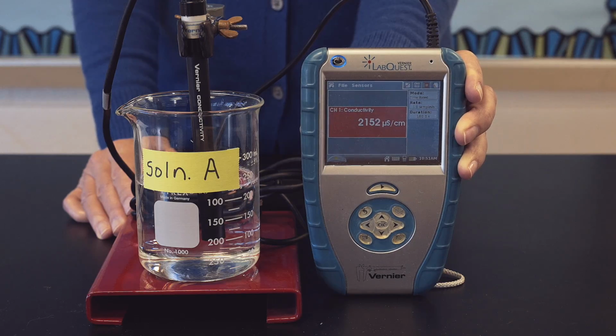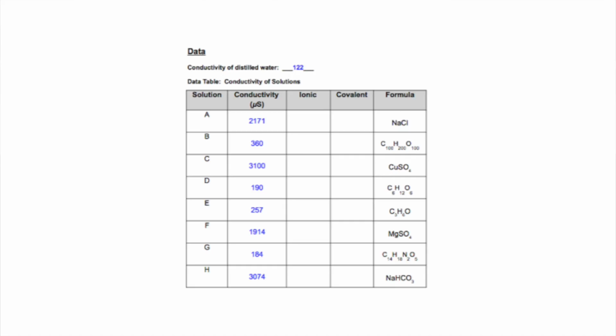This is a demonstration of measuring the conductivity of one of the solutions, solution A, with the conductivity probe. The remaining values are listed in the completed data table that follows. Once the data is filled in, you decide whether the solution is likely an ionic one because it has a high conductivity value, that is greater than 1000, or it is a covalent one because its conductivity value is low, less than 1000.